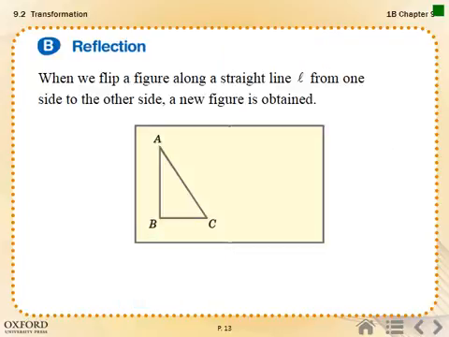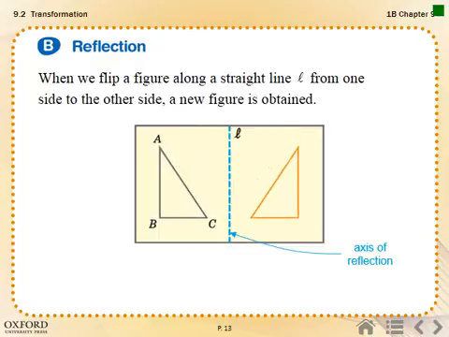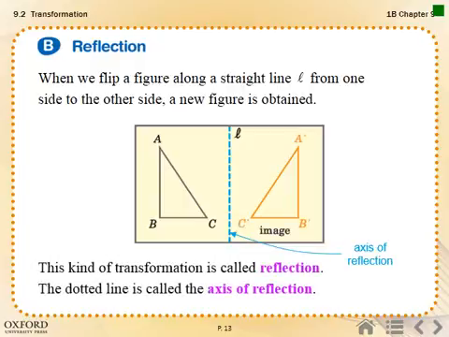In the figure, we flip triangle ABC along a straight line L to the other side to obtain triangle A'B'C'. In fact, when the figure is flipped along a straight line L from one side to another side, a new image is obtained, and this kind of transformation is called the reflection. And the dotted line is called the axis of reflection.